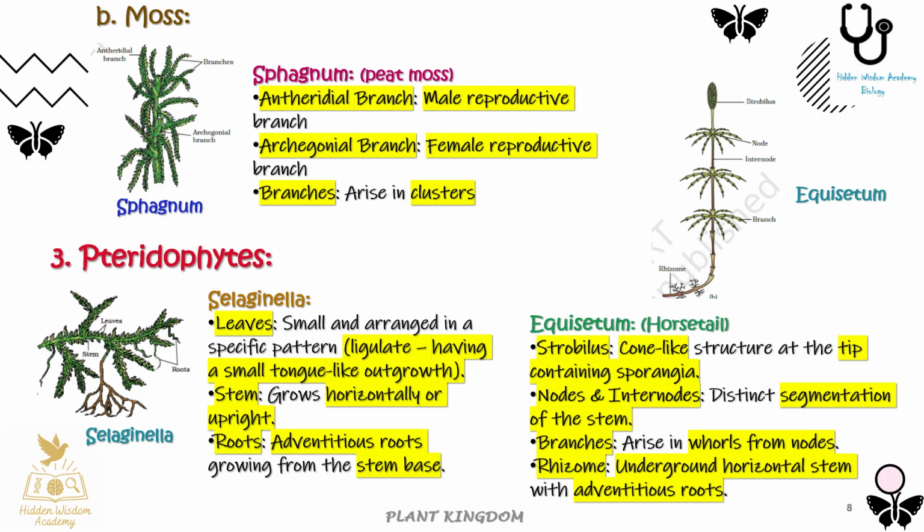Nodes and internodes. The stem is clearly segmented into nodes and internodes, making it look jointed. Branches. Branches grow in whorls from the nodes, giving the plant a brush-like appearance. Rhizome. It has an underground horizontal stem called the rhizome, which also gives rise to adventitious roots.